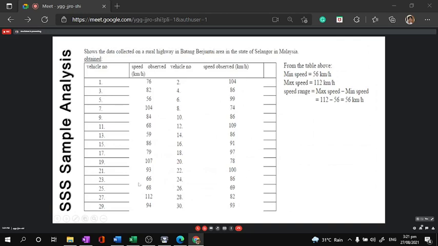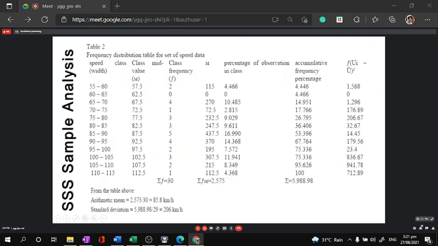So, an example of the data: you have vehicles 1 to 30, no? 30 vehicles with their speeds. So you get the minimum speed of the group and the maximum speed of the group, and then you subtract, so you get the range, no? 56 km per hour is the range. So you group them, for example 55 to 60 until 110 to 115, and get the mid-class, the middle of 55 and 60, which is 57.5.